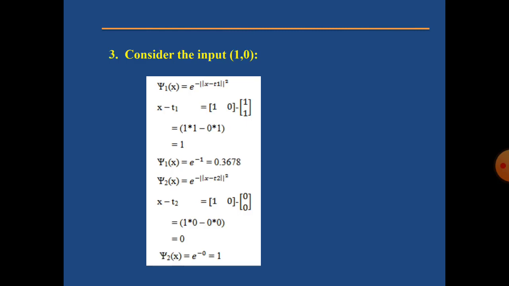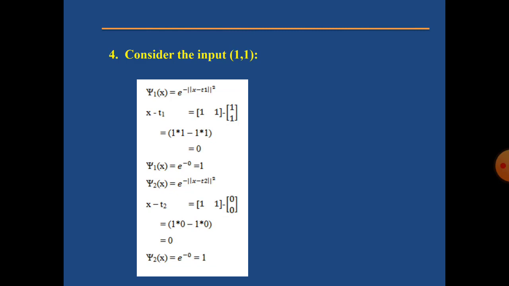Similarly, if you consider 1 comma 0 as the input, x minus t1 equals 1, so psi1 of x equals e to the power minus 1, that equals 0.3678. Similarly x minus t2 equals 0, so psi2 of x equals e to the power minus 0, that equals 1. Coming to the last input, 1 comma 1, psi1 of x is e to the power minus 0, that equals 1. Similarly psi2 of x equals e to the power minus 0, that equals 1.